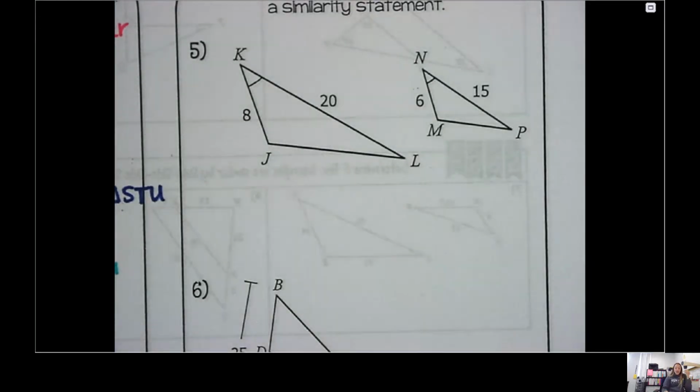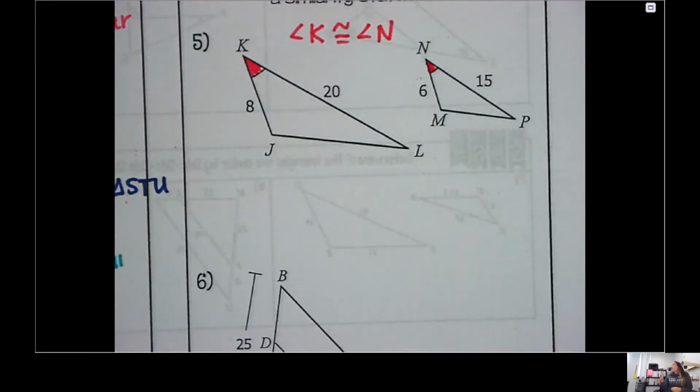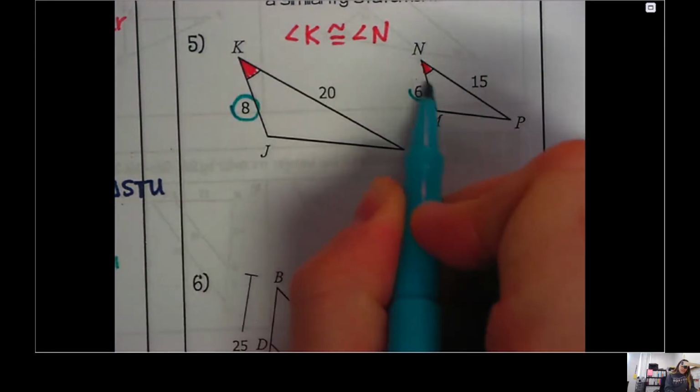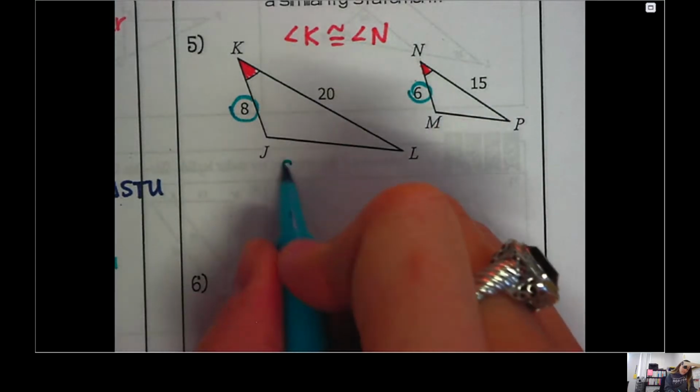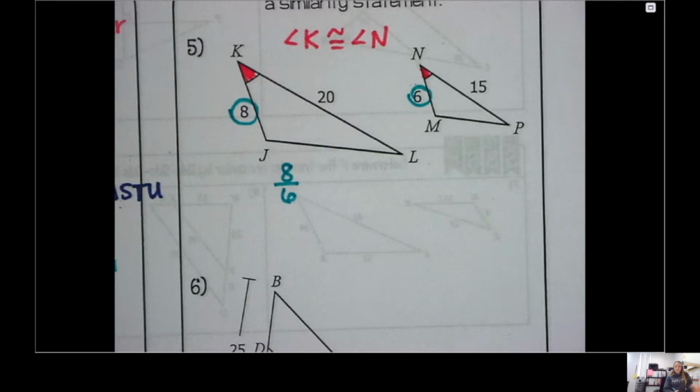Do you have one angle that is the same in both of them? Yes. Which one? Okay, so here's your angle right here. Angle K and angle N. They're the same. Good. So that's your angle. Now you need your sides to be in proportion. So what is one fraction I could write? 8 divided by 6. Okay, so we did big divided by small. What is 8 divided by 6?